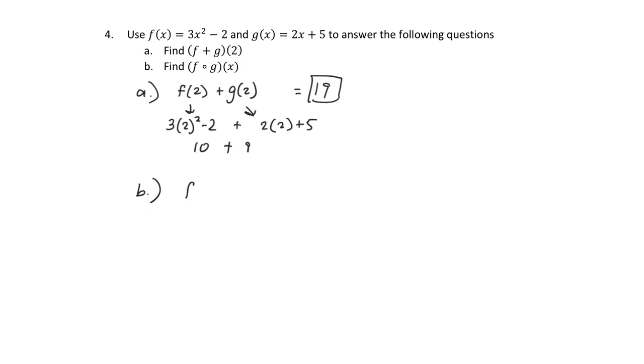For part B, f of g of x means that the g function goes inside of the f function. So if I rewrite the f function with an empty parenthesis for the x value, then g of x is my input. So then we can replace g of x with 2x plus 5. So 2x plus 5 squared.